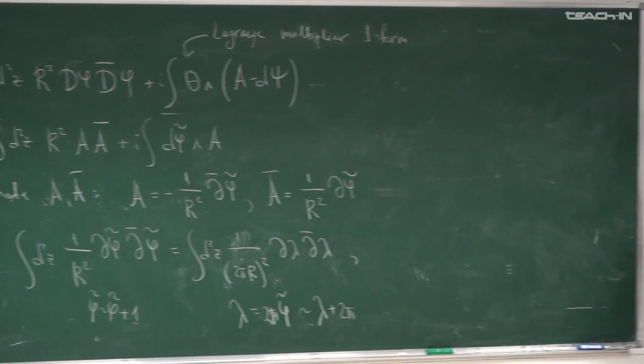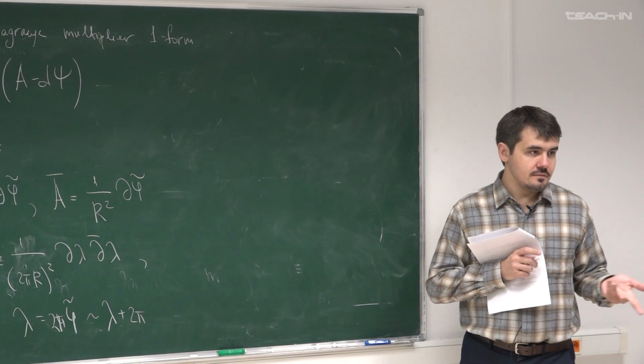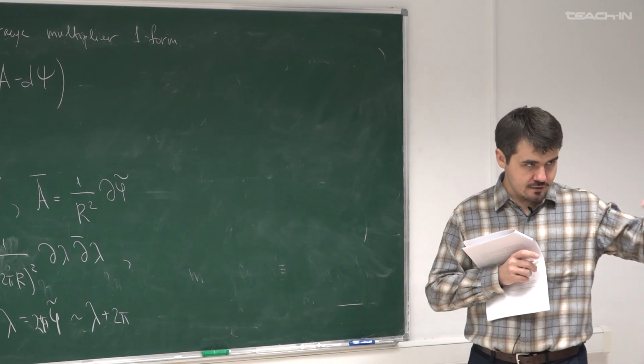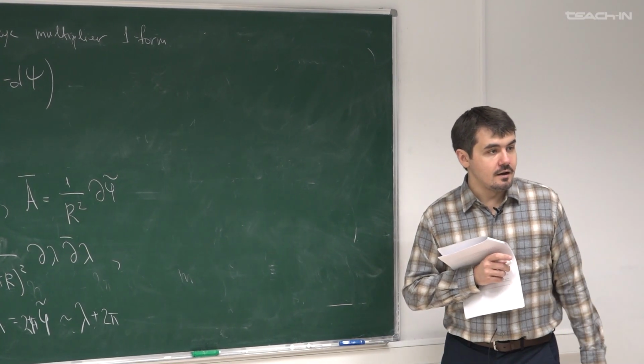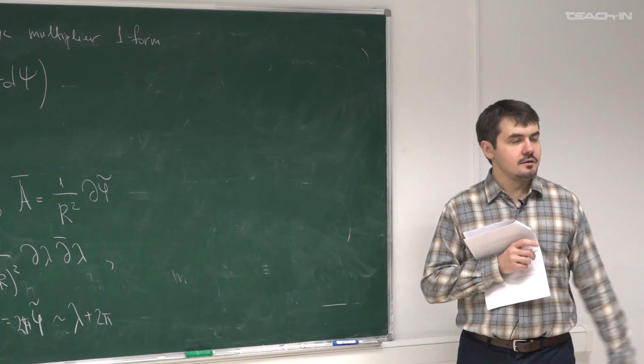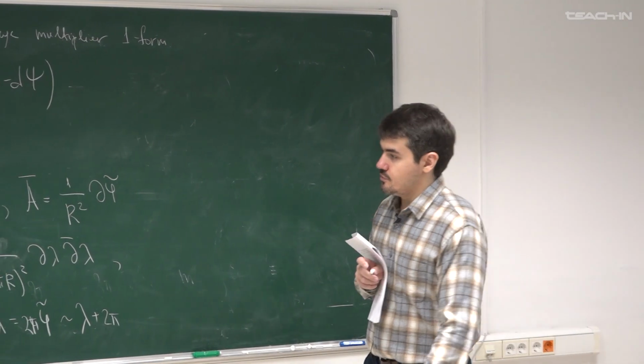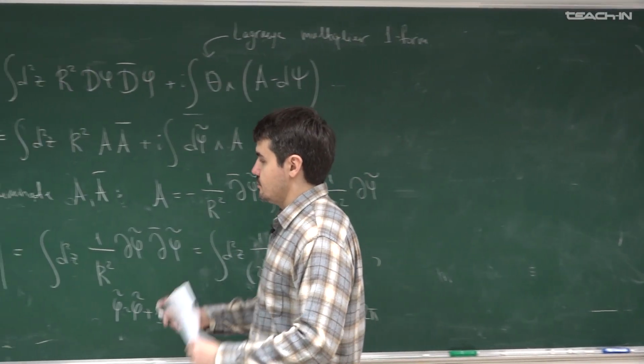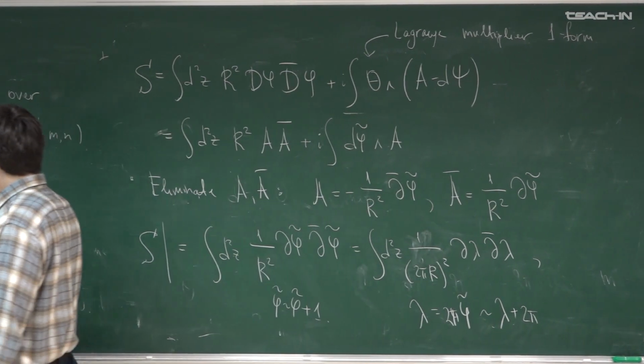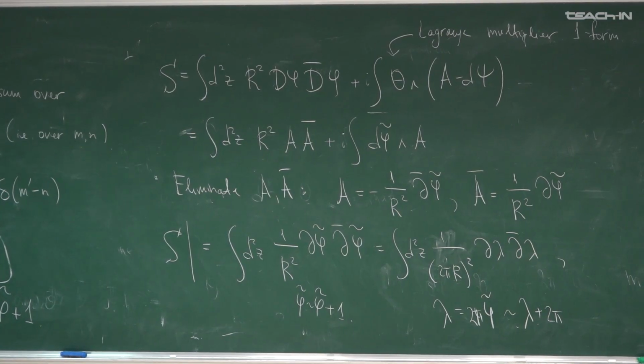It's closed, but it's not exact, but we'll still write it as d phi. But it has a non-zero holonomy around the circle, right? The integral is non-zero. So it's just a standard notation when you have angular variables, basically.